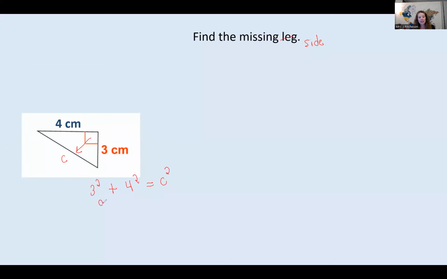So 3 squared is 9. 4 squared is 16. So 9 plus 16 is 25. So 25 is equal to C squared. And then we want C. We want the square root of C squared, which is just C. And we've already done this when we were just talking about this one. The square root of 25 is 5. So this is a 3, 4, 5 triangle. So 3, 4, 5 units will always form a right triangle.